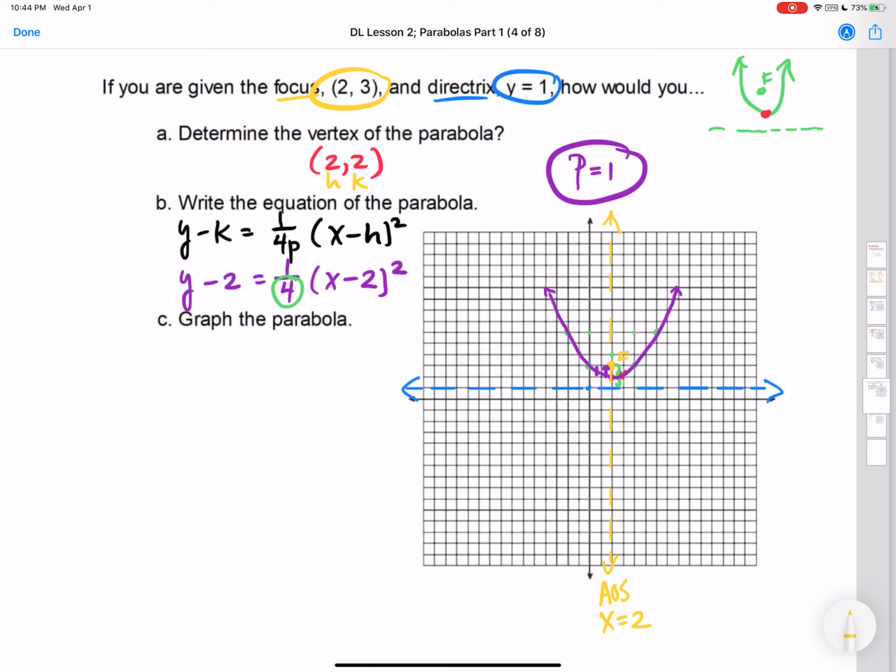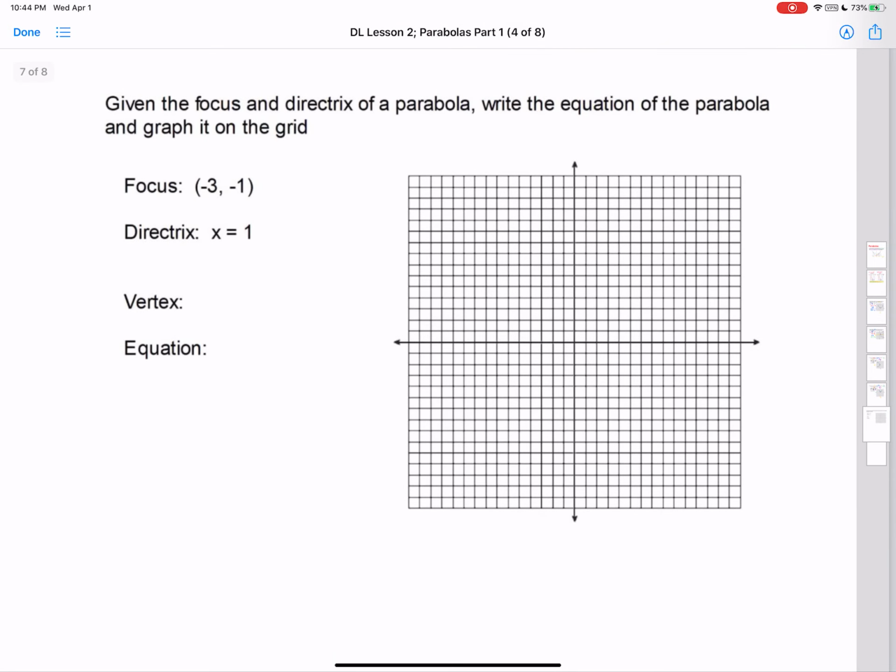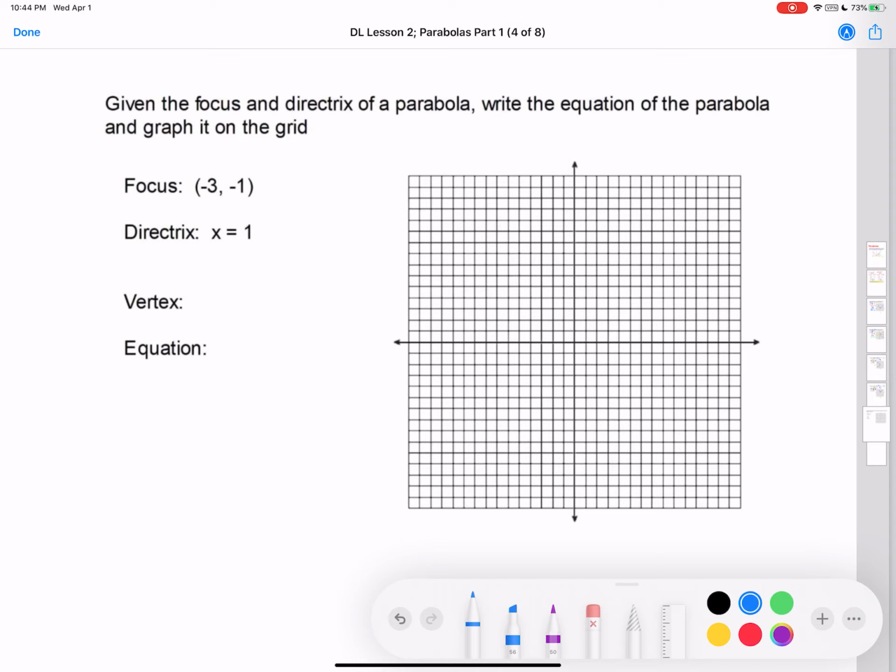Okay, not too bad. I hope you're getting this. Let's try one last one, make sure we got it. Same thing, it's just written a little bit differently, but pretty much the same exact thing. If you want to pause the video and try it on your own, by all means, go for it. While you're doing that, I'm going to go ahead and get started on mine.